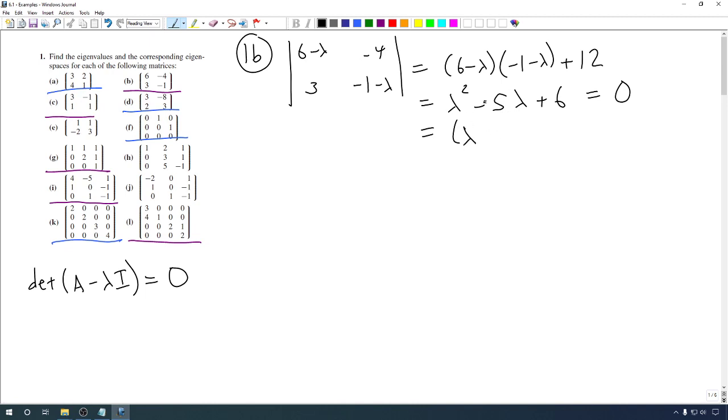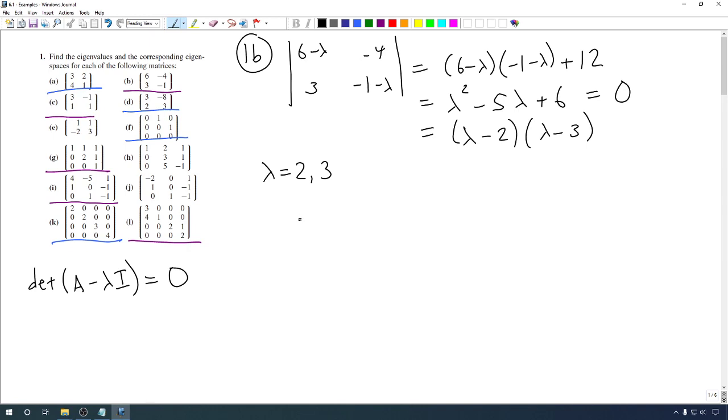So how do we factor this one? Well, we need numbers that add to -5 but multiply to 6. Those are -2 and -3. So our eigenvalues are 2 and 3. What are the corresponding eigenspaces? Really, since the eigenspaces are the null spaces of A minus lambda I, what we're looking for is a basis for those null spaces.